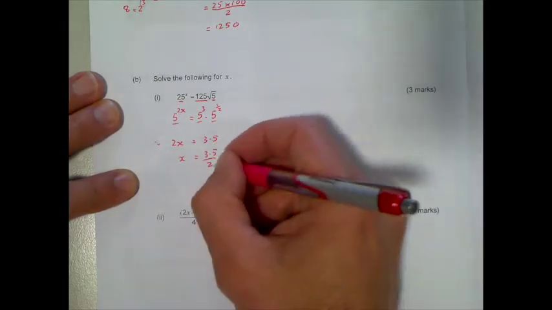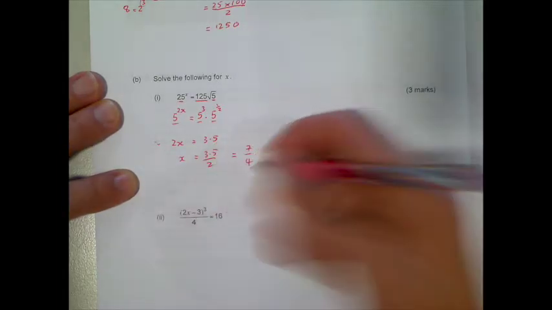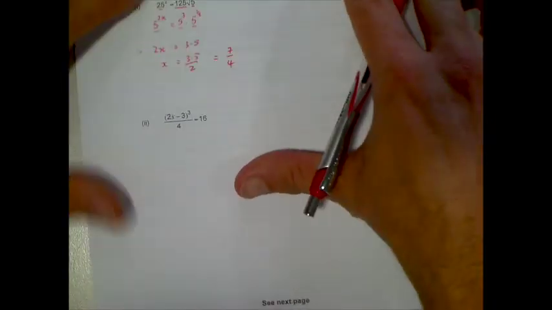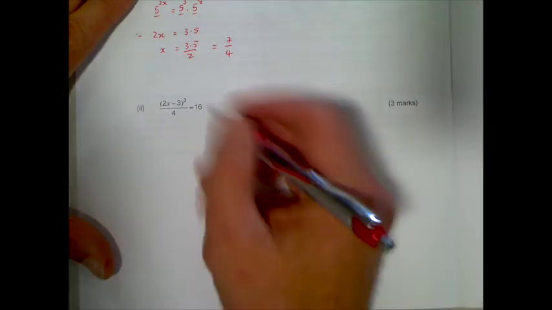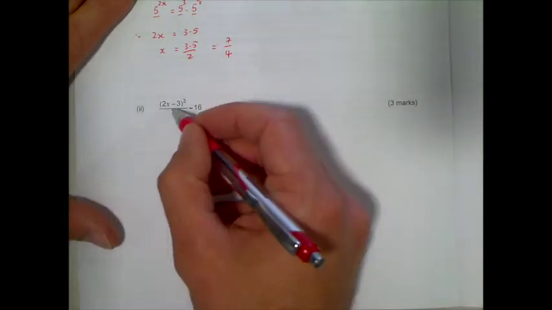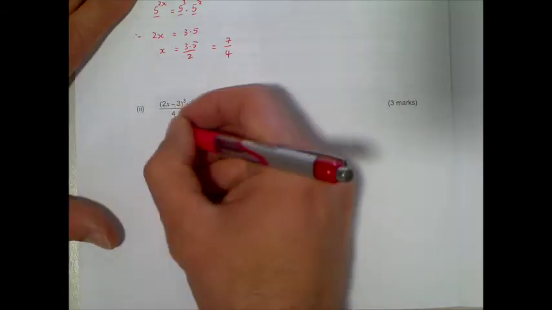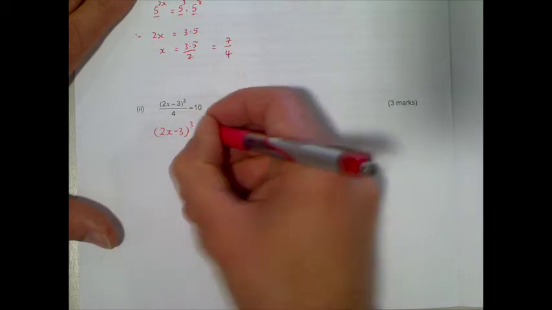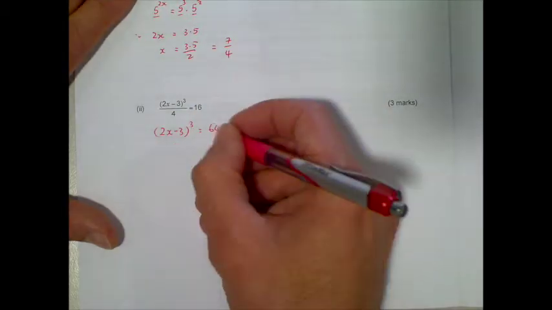And we now have 3.5 over 2, 7 over 4, because we can double both of those to remove the decimal. Alright, the bottom equation. Well, let's just remove that divide by 4 by timesing by 4. So we times the other side by 4. That leaves us with 2x take 3 to the power of 3 is equal to 64.